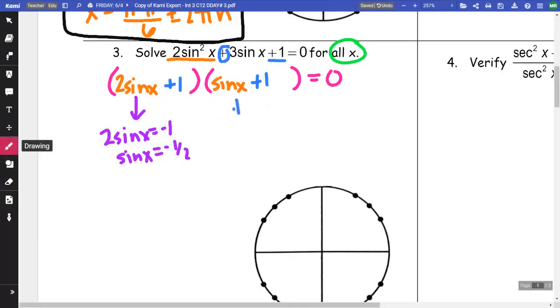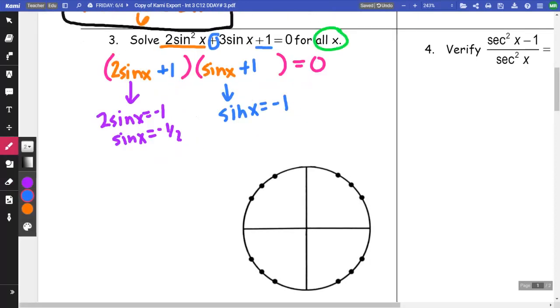If I set this one to 0, I get sine x is equal to negative 1/2. Again, sine is your y, 1/2 is short, and it's a negative sign. So negative sign is going to be down in the bottom quadrants, 3 and 4. So I'm looking at long comma short, which would be here, and long comma short, which would be here. So that is pi/6. So this would be 7 pi/6 and 11 pi/6.